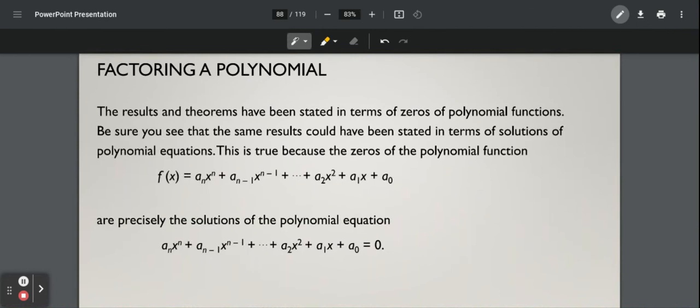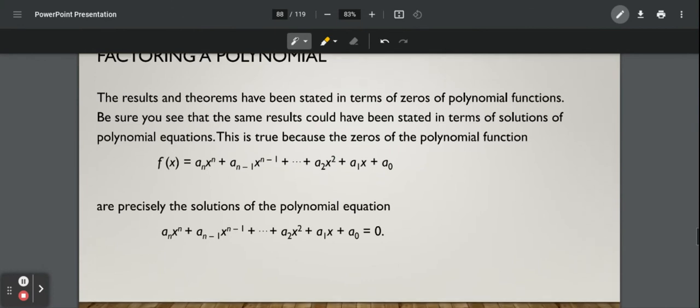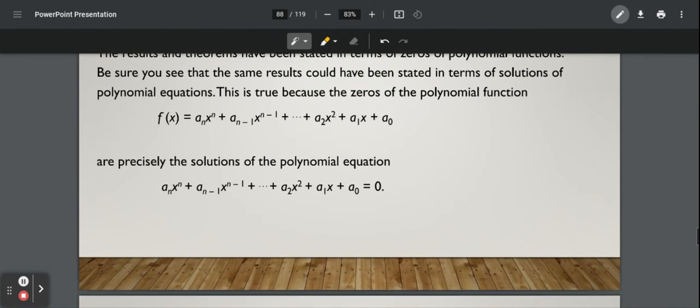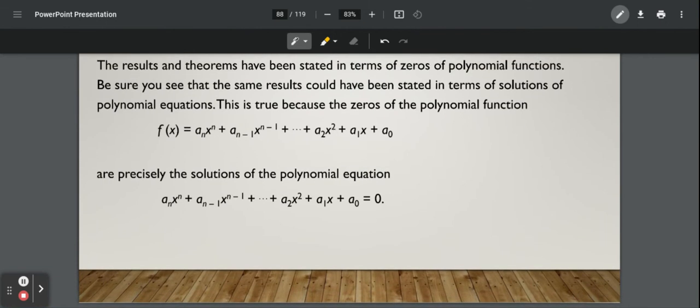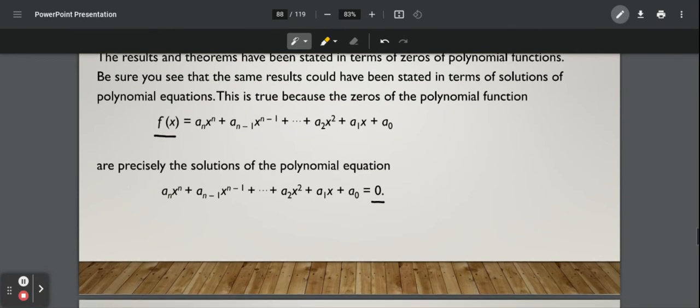So when you're factoring a polynomial, the results and theorems that have been stated in terms of zeros of polynomial functions, make sure that you see the same results could have been stated in terms of solutions of polynomial equations, and that's because the zeros of a polynomial function are the same as the solutions of a polynomial equation. So it's just a different way to say something. If they ask you for the zeros of a function, it's because they've kept that function notation in. If they ask you for the solutions, they've changed that function notation and set it equal to 0, so that way you're finding the solutions.